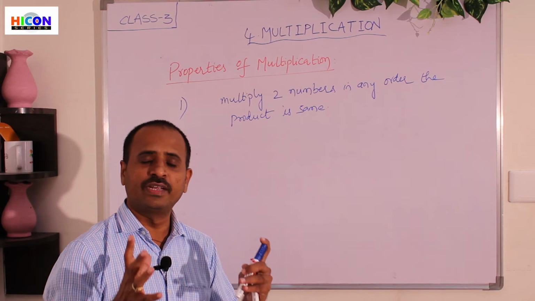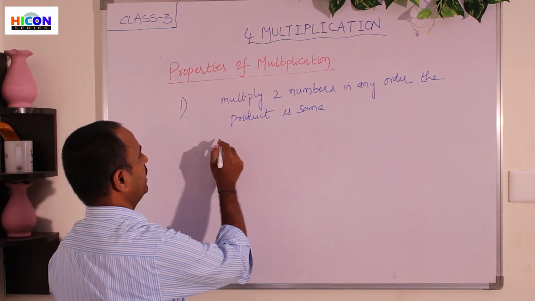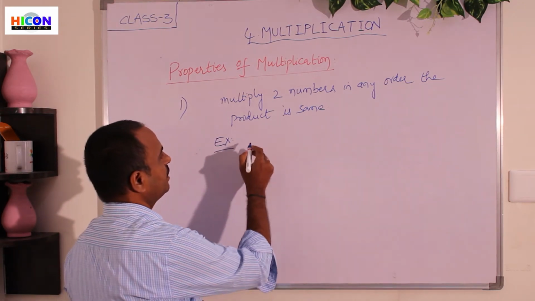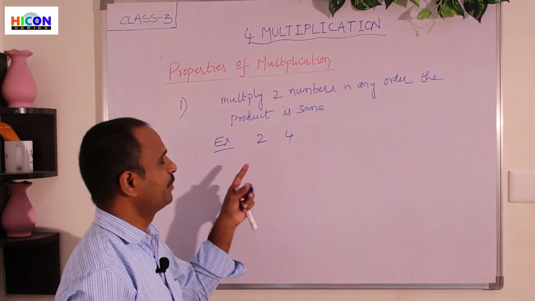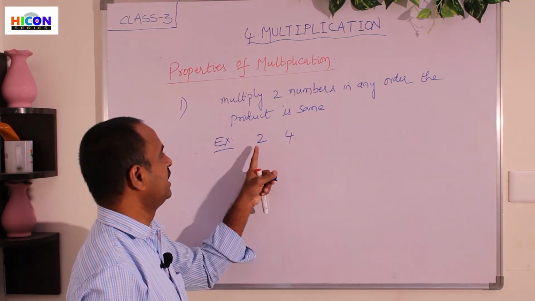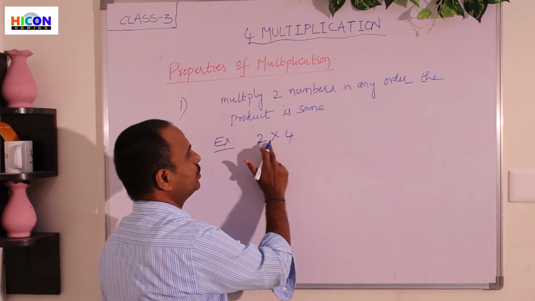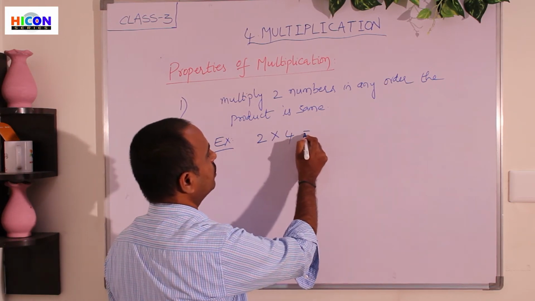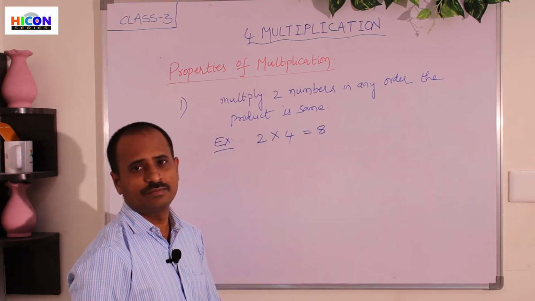That means we will get the same product. So let us see an example. Here I will take two numbers, 2 and 4. Now I will multiply these two numbers, 2 into 4. So check how much: 2 4s are 8. So the product of these two numbers is 8.